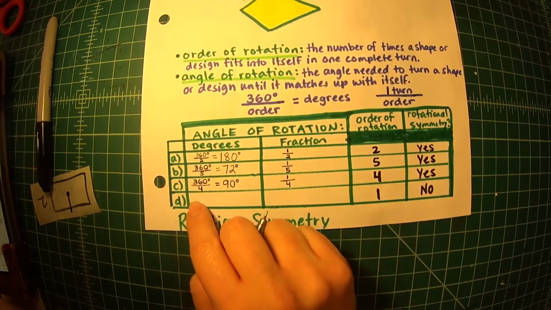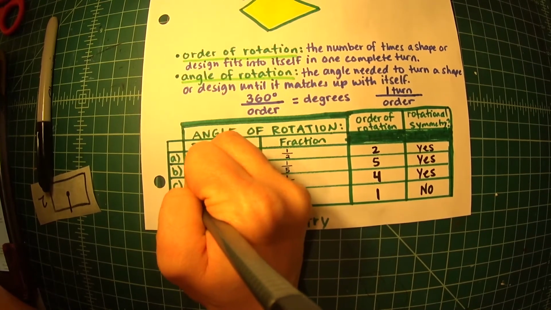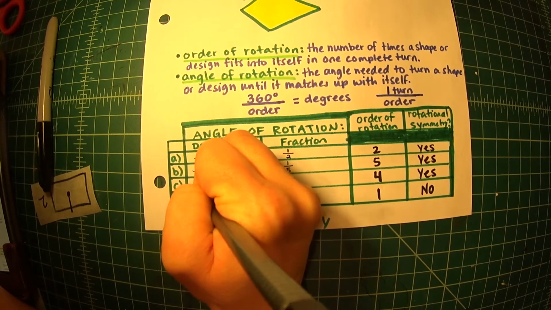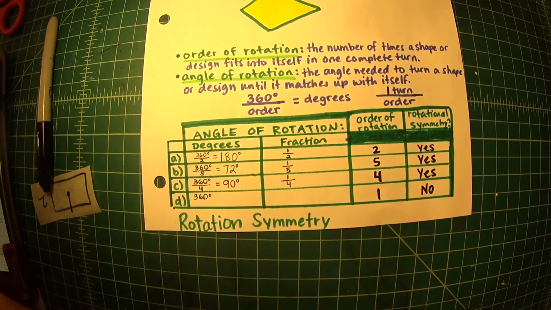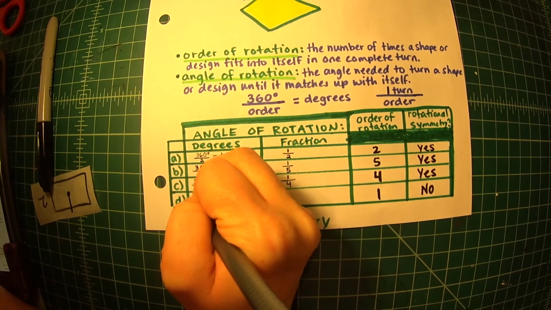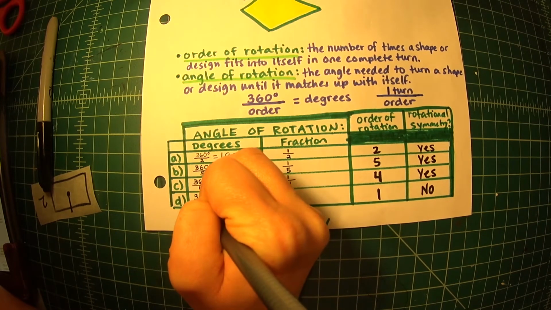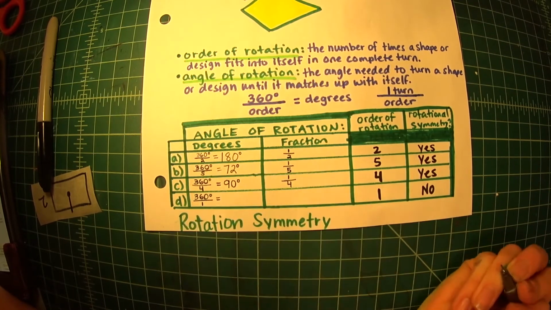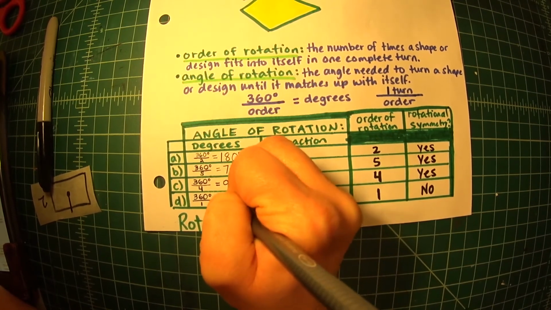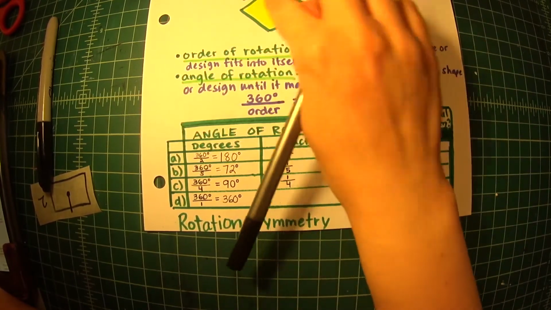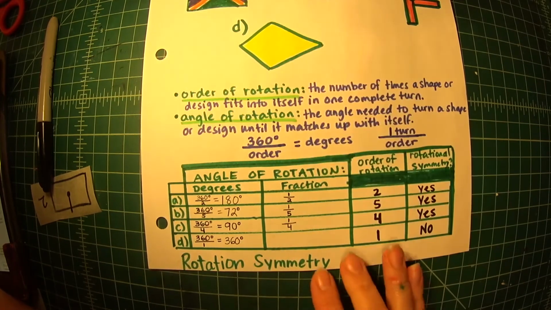Okay, and then finally, the last one. I already talked about this one a little while ago. I said that this one is actually really easy, but just to show you that the formula still works for even something like this that doesn't have rotational symmetry, 360 degrees divided by order of rotation. Well, what happens to anything divided by 1? It stays the same. So order of rotation, 360 degrees. It took a complete turn before it matched up with itself.